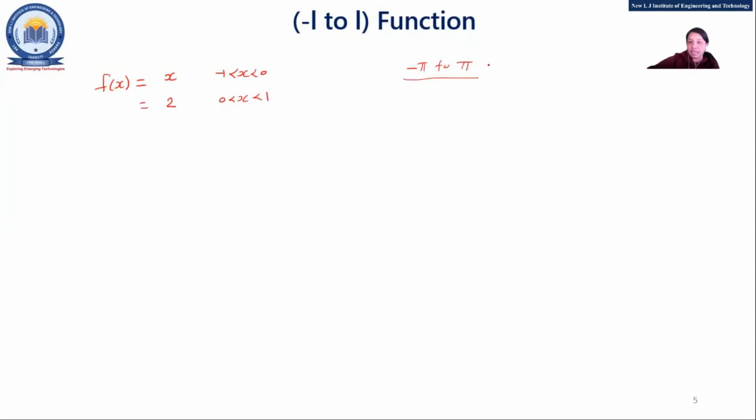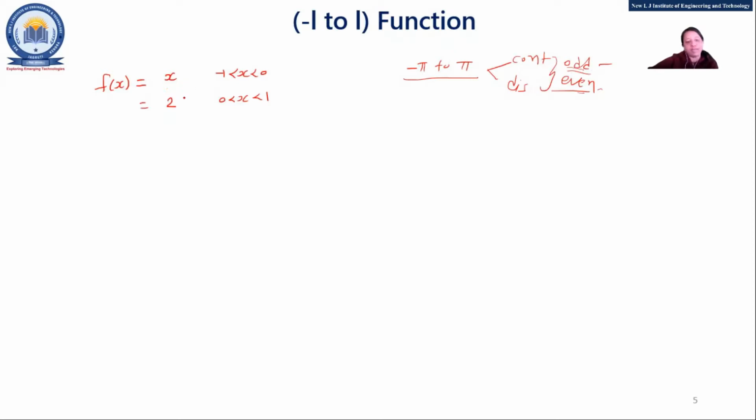That means again there are two ways: continuous and discontinuous. And in both, we can go for the odd and even concept. First we are not applying the odd even concept. One example we'll do without odd even. Then we'll do one odd function and one even function, in both continuous and discontinuous cases. So this is f(x) = x and 2.